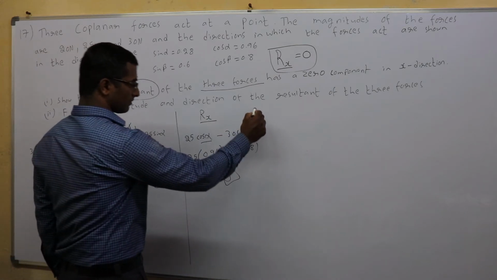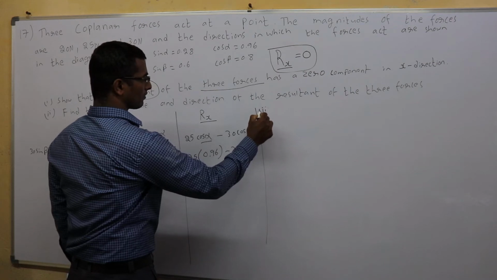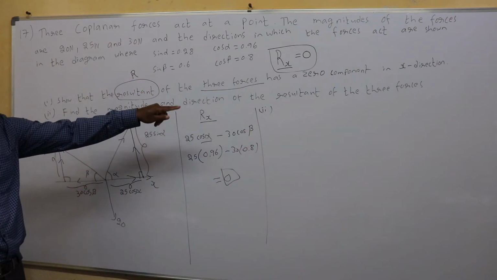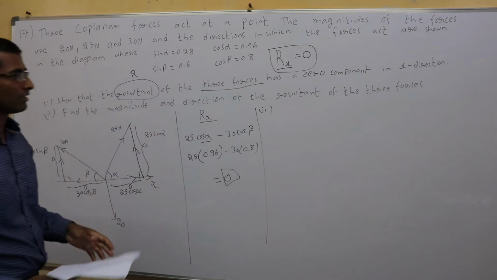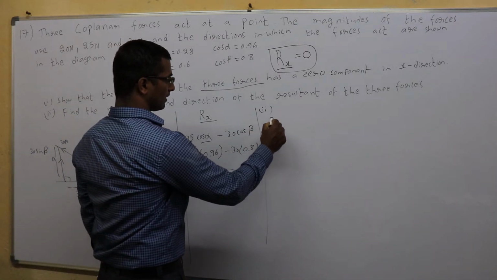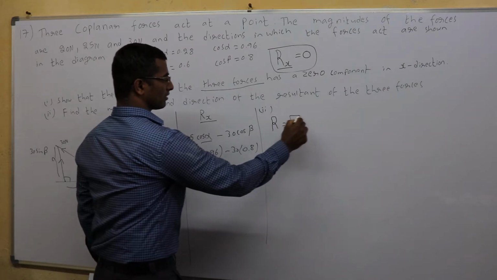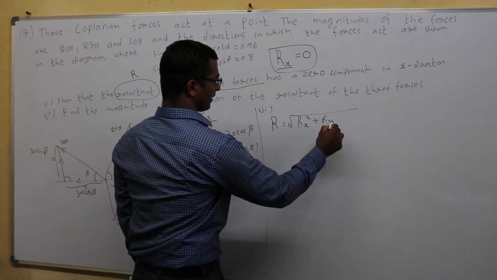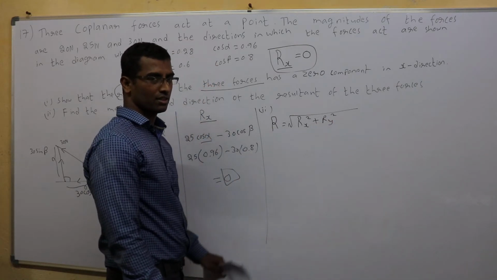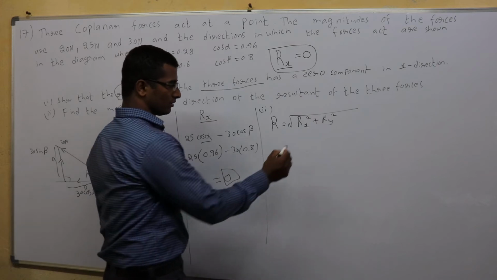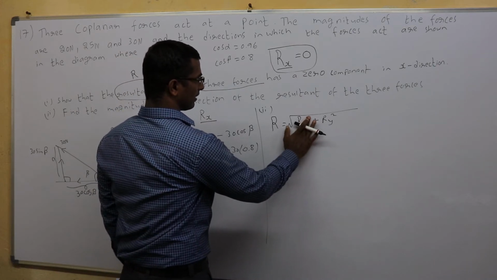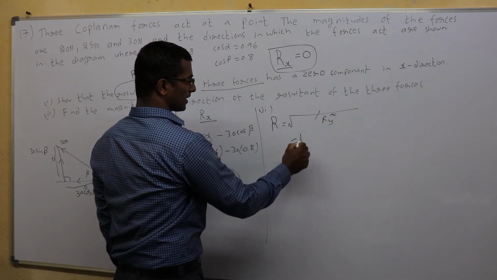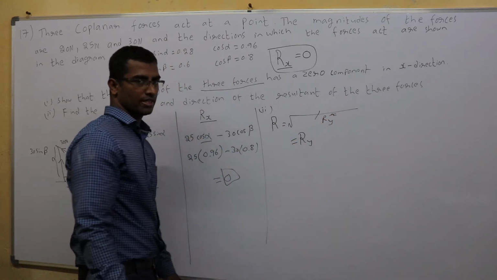Now, second bit. Read. Find the magnitude and the direction of the resultant of the three forces. What is the magnitude of the resultant formula? Square root of Rx square plus Ry square. Since Rx is 0, this entire thing will no longer be there. So square and square root will go, your resultant is nothing but Ry itself.